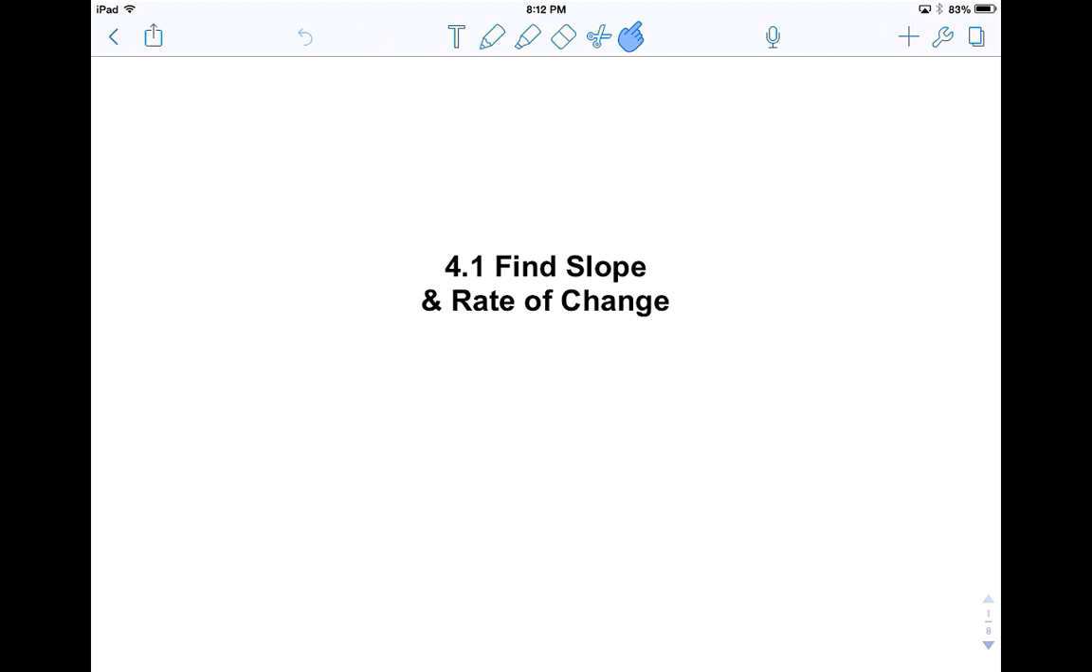Hopefully some of y'all covered this in middle school, so it'll be kind of a refresher. Don't worry if it isn't. We'll go through it like it's brand new, like you've never seen it before.